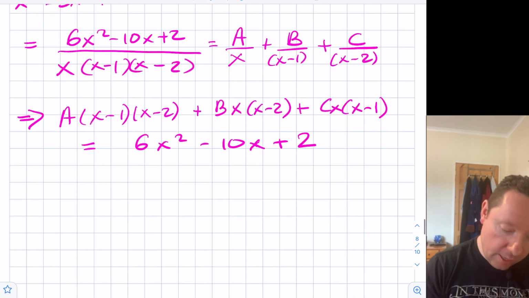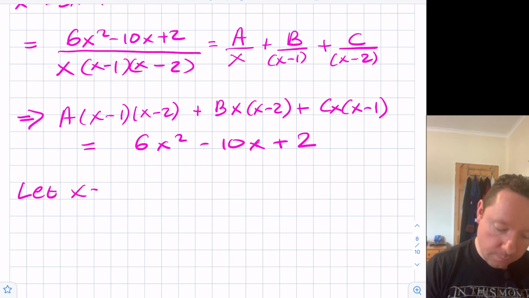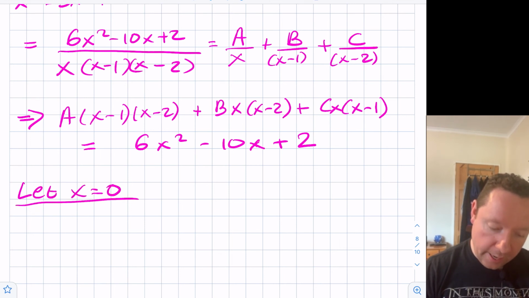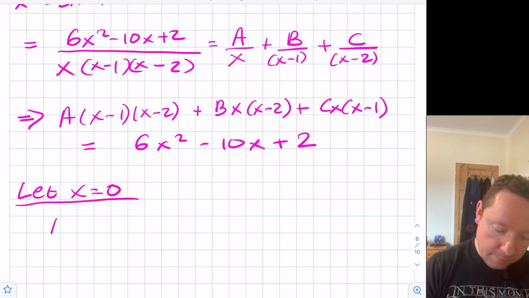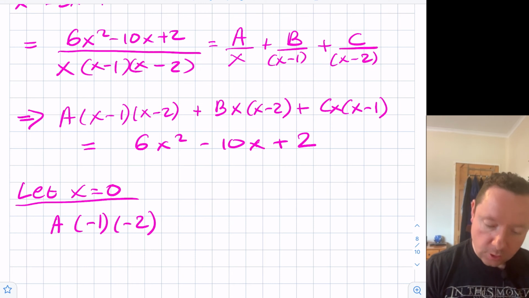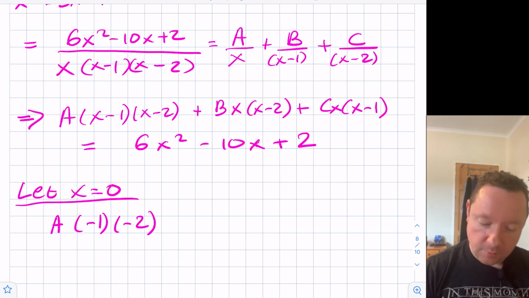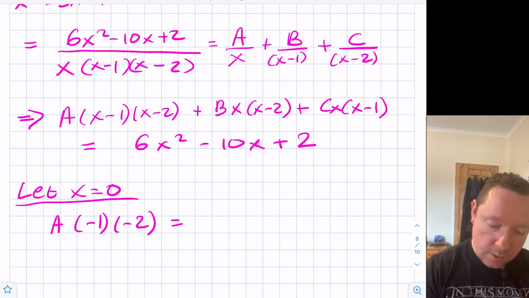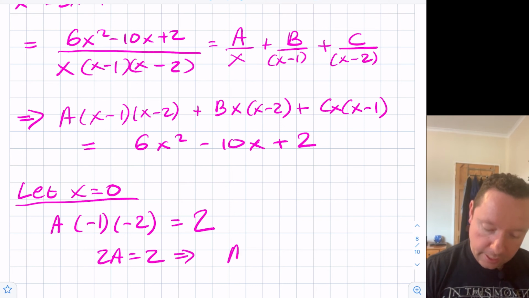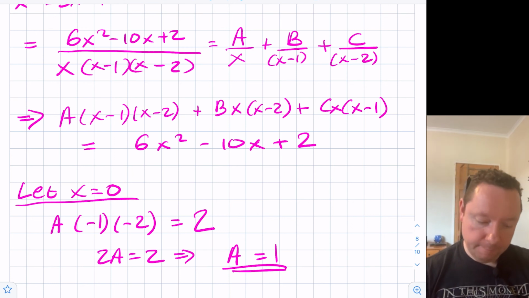So let's try that. Let x equal 0. Then that means we get a times minus 1 times minus 2 plus b times nothing, which is nothing, plus c times nothing, which is nothing, equals 6 times nothing, which is nothing, 10 times nothing, which is nothing, so just 2. So 2a equals 2 implies a equals 1. We've now got a number for a.